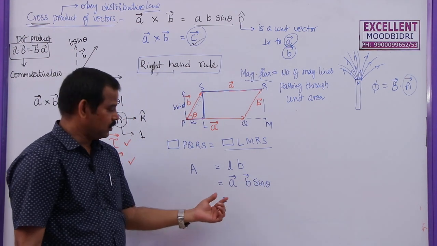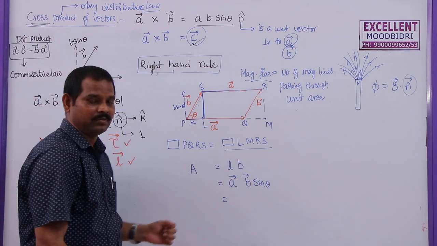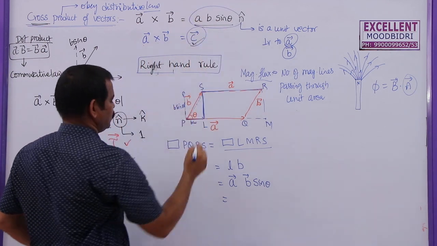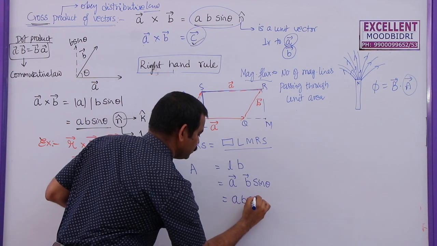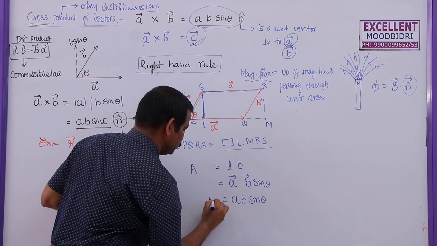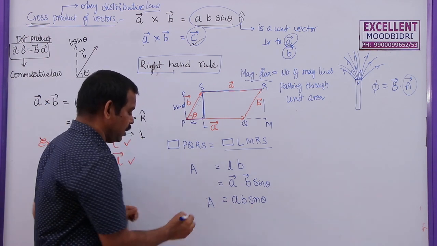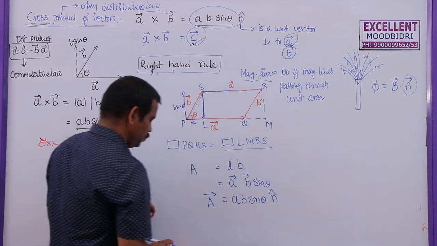You can see this one. This is nothing but magnitude of first vector, magnitude of second vector into sin theta. This is nothing but A cross B is equal to AB sin theta. So this will be AB sin theta. But what is this? This is the area. In scalar form, A is equal to AB sin theta. But in vector form, this will become AB sin theta into n cap.